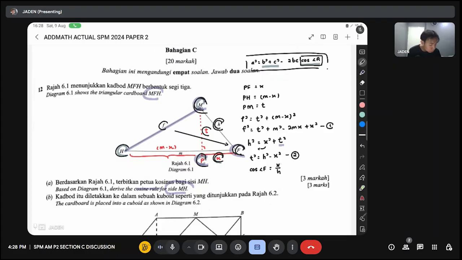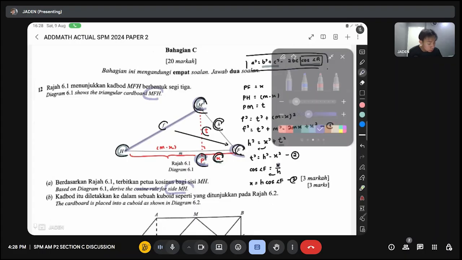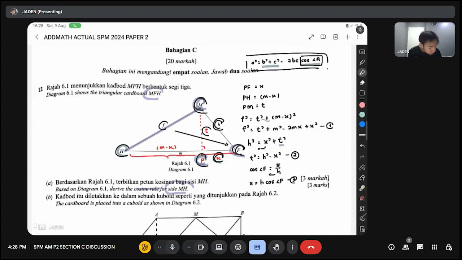And then I want you to make x the subject. So you're going to move your h to the other side. This will equal x equals h cos angle F. And that will be your third equation. As I said earlier, you will have to replace the t squared, including this x squared, so that you can actually achieve this cosine rule here.